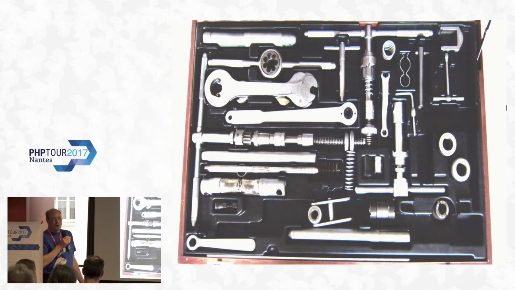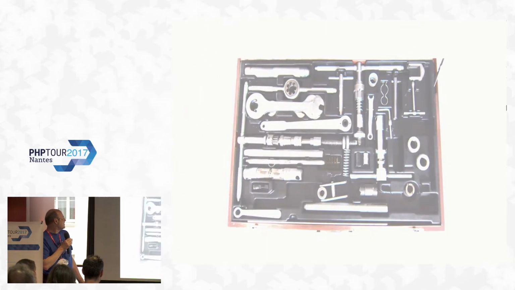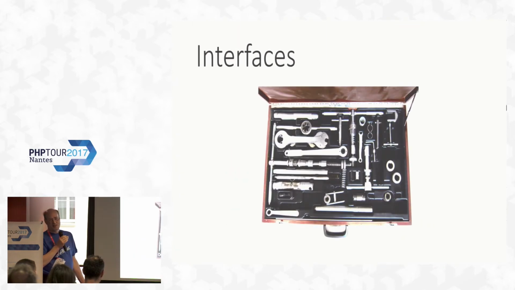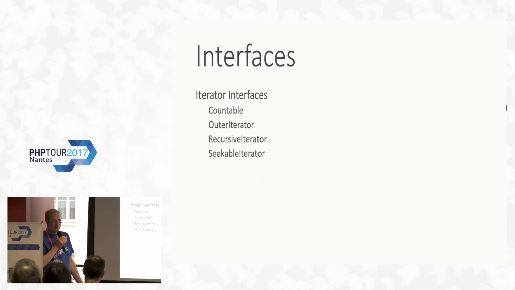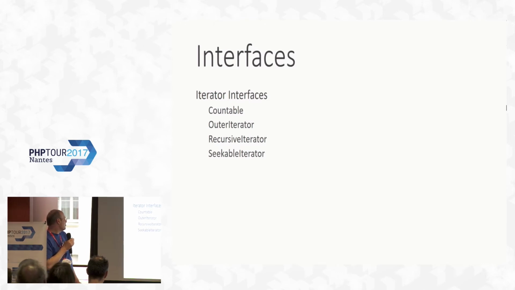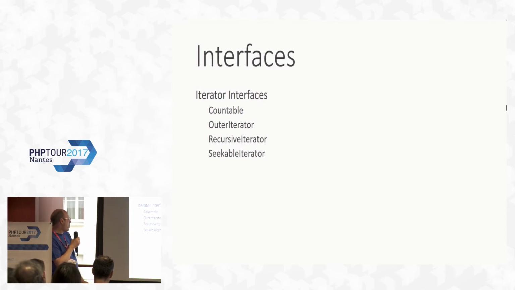Let's look at some of the more interesting components. This is a toolkit to represent the interfaces, which provide you with some nice functionality if you want to write a lot of your own iterators, etc., other than those already provided by SPL. It provides interfaces for countable, various iterator types, outer iterator.